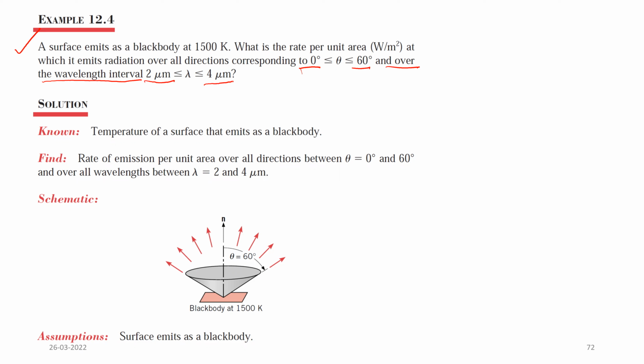So basically here we are given the wavelength range varying between 2 micron and 4 micron, whereas the value of theta varies from 0 to 60 degree. In this range, we have to calculate the total amount of emission for a black body. You should remember that a black body is a diffuse surface, meaning its intensity of radiation in all directions is the same. So the solution: the temperature of the surface that emits as a black body.